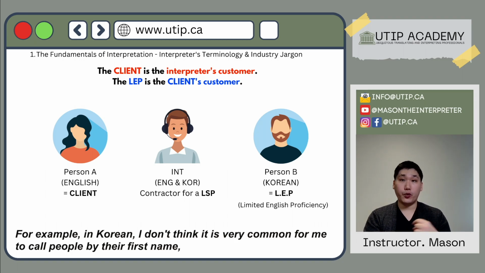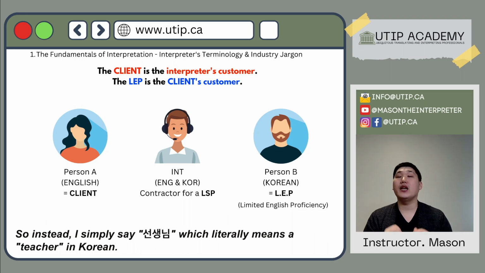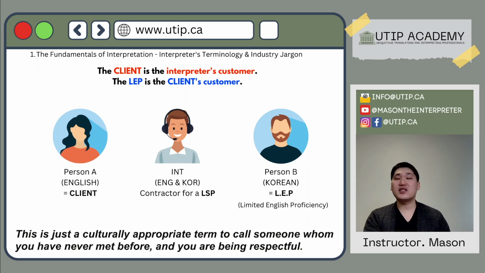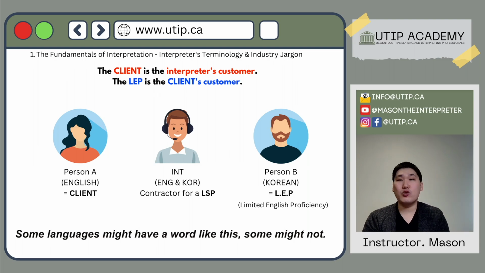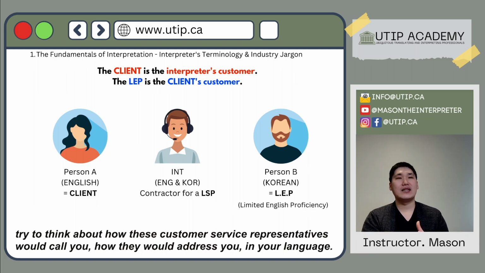For example, in Korean, I don't think it is very common for me to call people by their first name, especially when they are a lot older than I am. So instead, I simply say 선생님, which literally means a teacher in Korean. This is just a culturally appropriate term to call someone whom you have never met before and you are being respectful. Some languages might have a word like this, some might not. If you really can't find the right word, try to think about how these customer service representatives would call you, how they address you in your language.